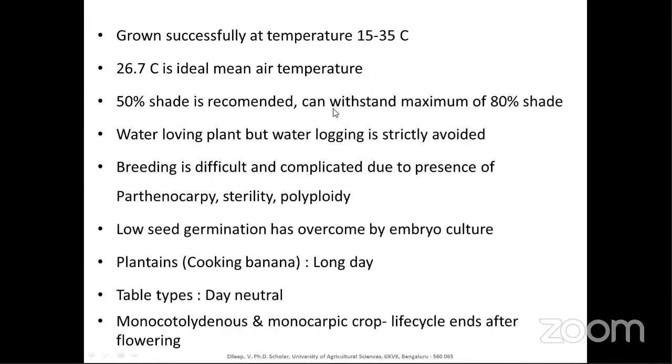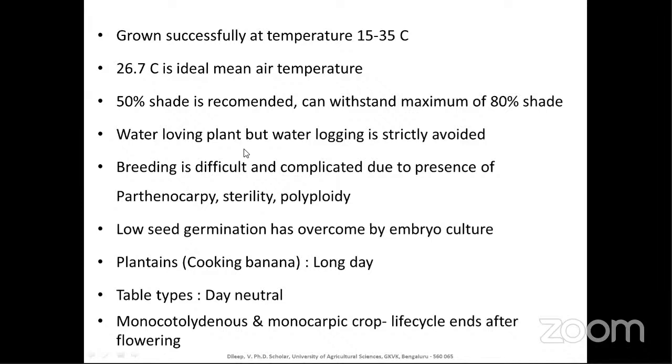So even if you plant it in a soil crop, humidity will be created automatically, because the leaves are large, the evapotranspiration is more, and hence the humid condition is automatically generated. It can stand a maximum shade of 80%, and more than that is not beneficial because it favors the growth of fungi. It is a water loving plant, we know that, and it requires too much water.